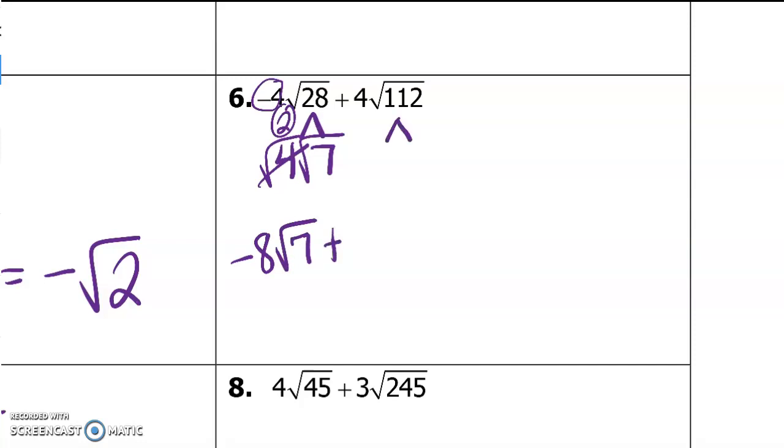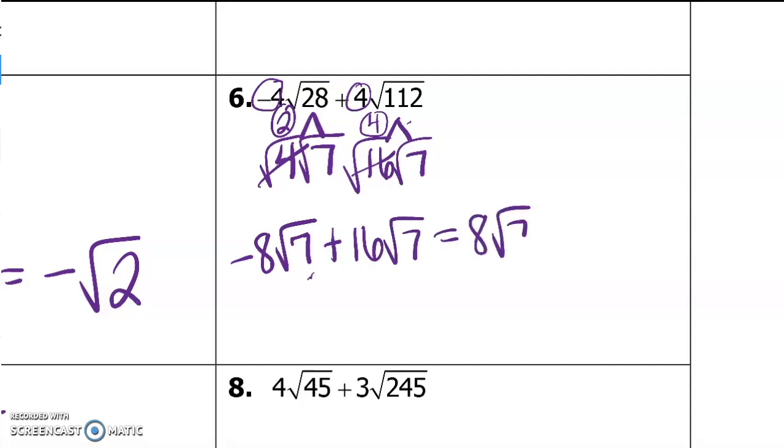112 needs to be broken down. Now, if you know that 7 is under this square root, that probably means 7 is going to be under that square root. So if you take 112 divided by 7, you're going to get 16, which is a perfect square. So that's kind of a shortcut way to do it. Square root, this becomes a 4. So you have this 4 and this 4, giving us 16 square root of 7. So negative 8 plus 16 gives us positive 8 square root of 7.